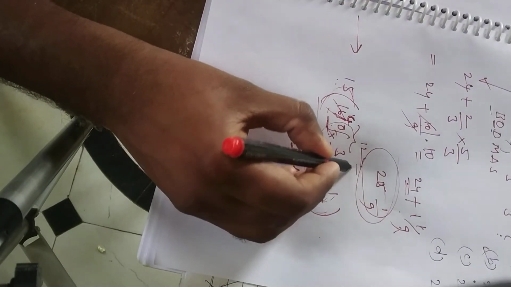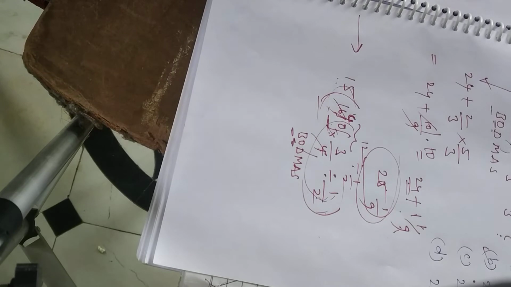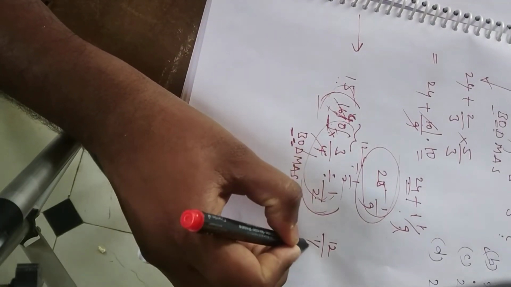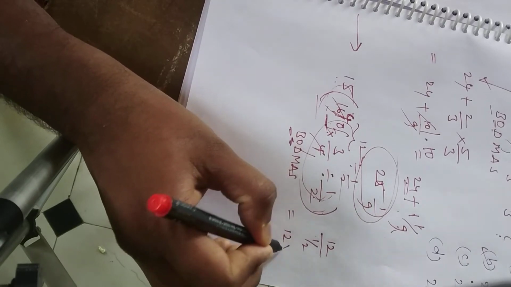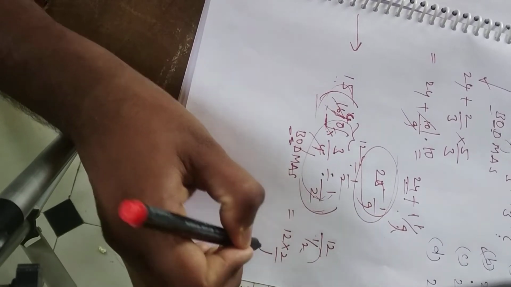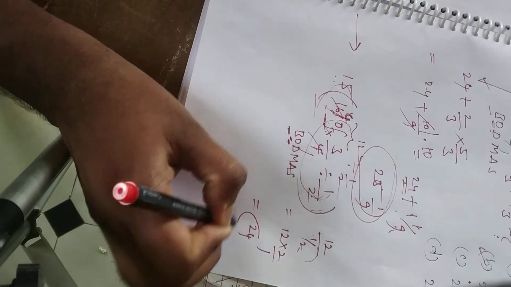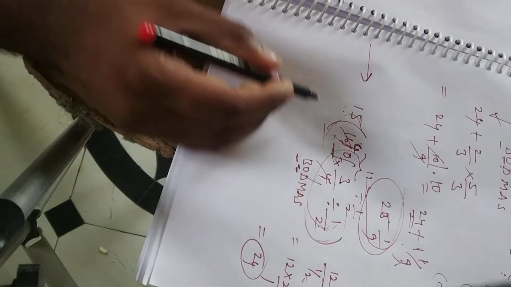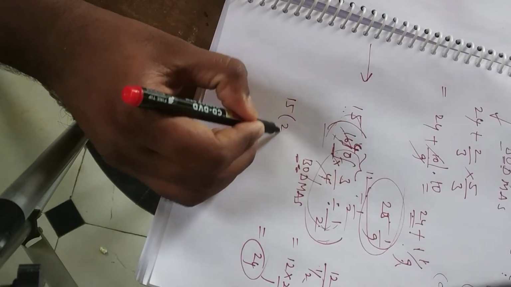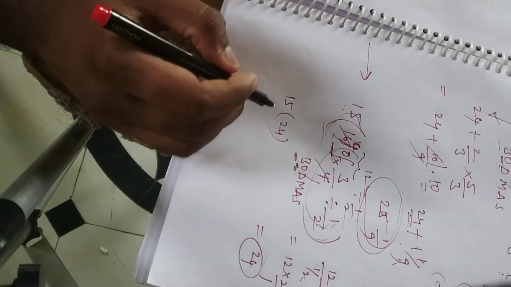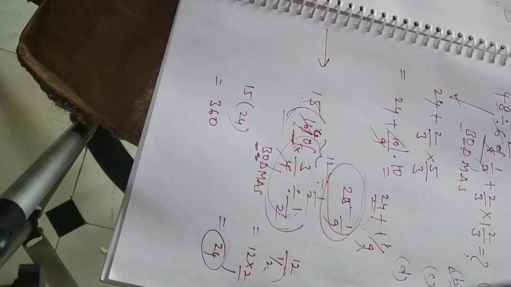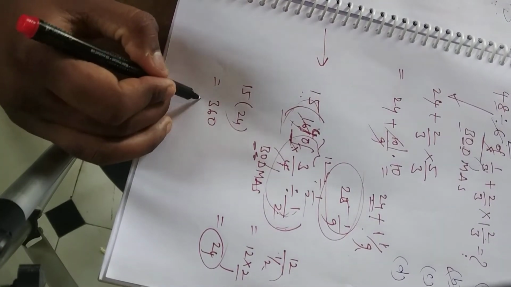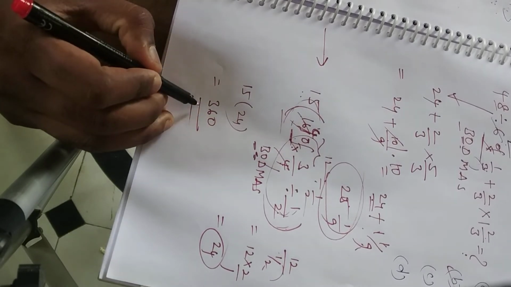12 divided by 1 by 2 is nothing but 12 into the reverse, 2 by 1, which is equal to 24. Now it is 15 into 24. I hope you understood, right? So the answer is 360. 15 into 24 is 360.